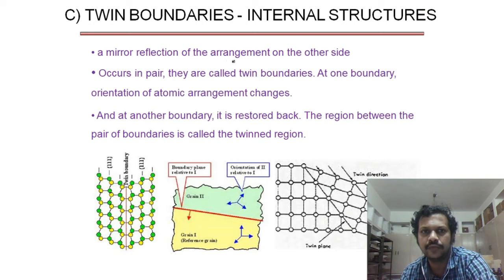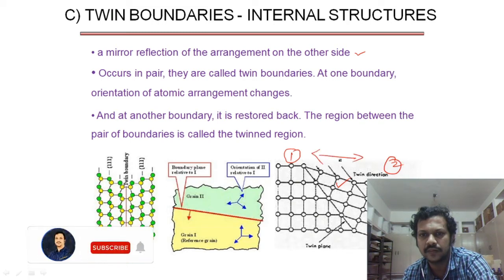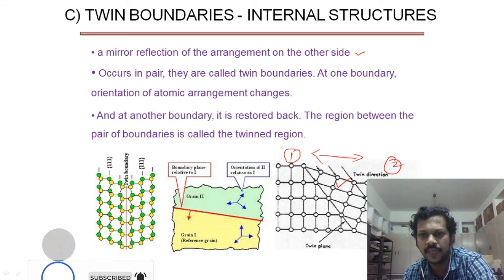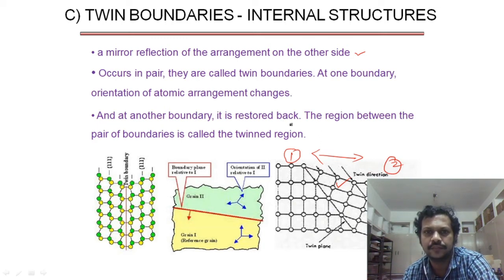And the next one is twin boundaries. Here it is the mirror reflection arrangement of the other side. Here you can see the defective region, the parallel regions. You have a set of atoms here and another set of atoms in this region. So this is 1 and this is 2, and 2 is the mirror image of this set of atoms in 1. That's why it is called a twin boundary. That is because of the change in atoms in this particular region, so it has this mirror image. It happens because of some strains in that crystal.